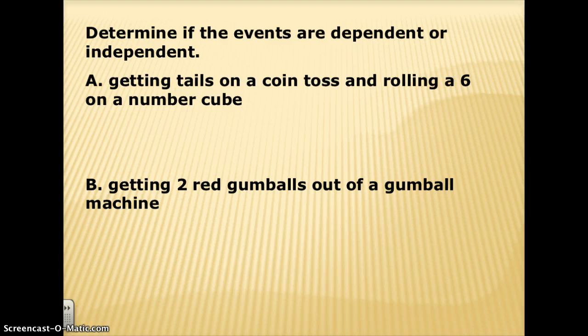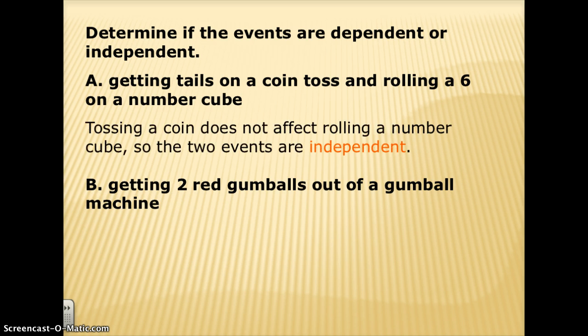Determine if the events are dependent or independent. A. Getting tails on a coin toss and rolling a 6 on a number cube. Think about, do those two things have an impact on each other? No, tossing a coin does not affect rolling a number cube, so the two events are independent.